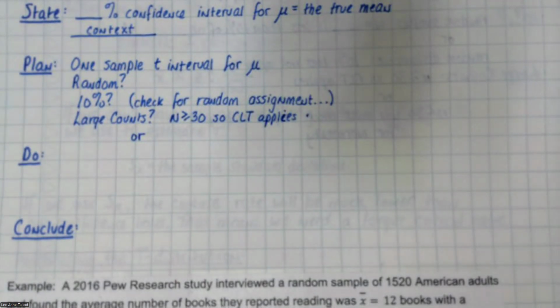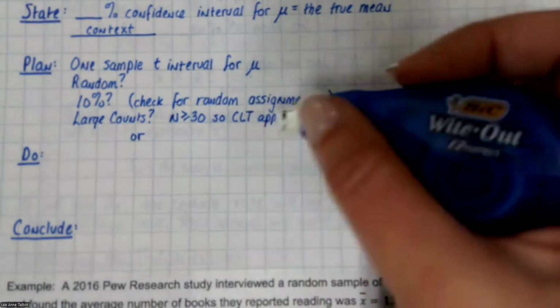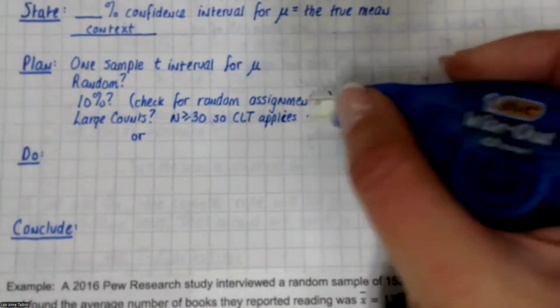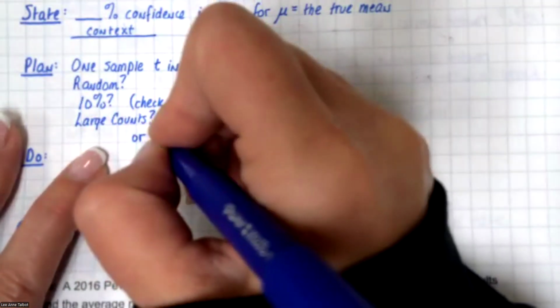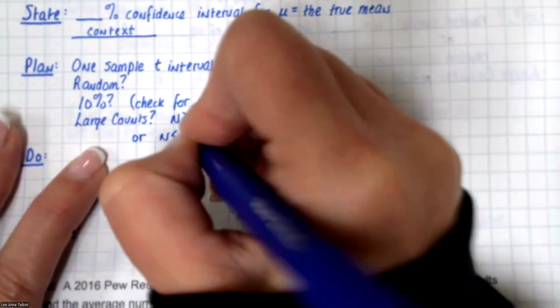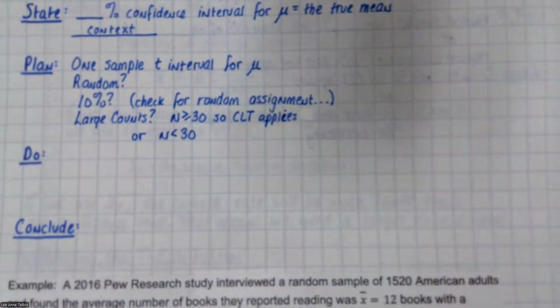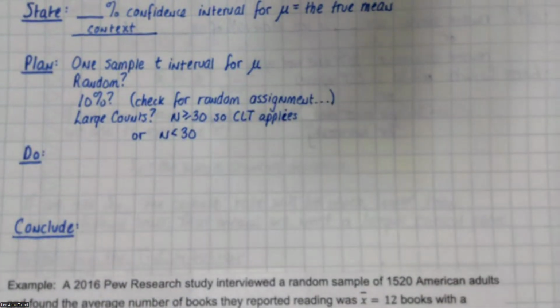And you had to do this yesterday in your homework, I saw. What do you do if n is less than 30? Check the graph for normality. Okay, now here's the thing.